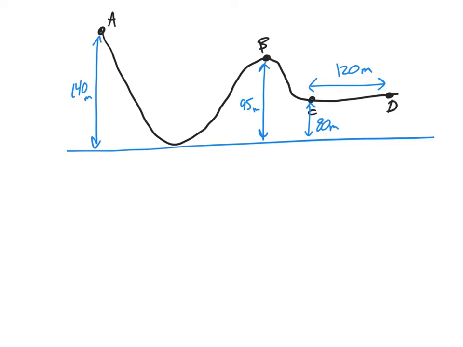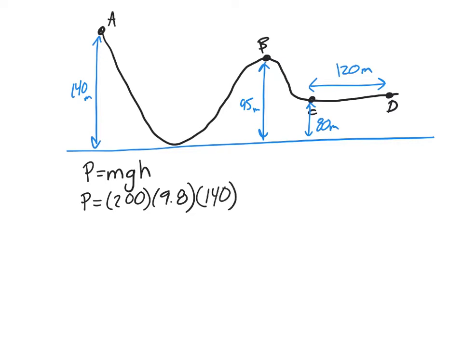Okay, to start this one off, they're asking us what is the potential energy at position A. So potential energy is equal to mass times gravity times height. It is 200 kilograms. So we have 200 times 9.8, and at position A, the height is 140. So our potential is, wow, that's a big number, 274,400 joules. Okay, and that is part one.